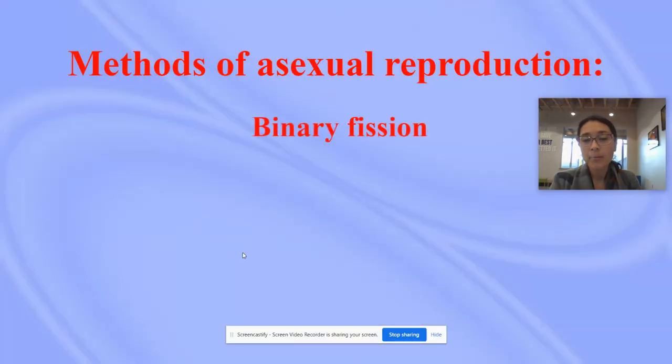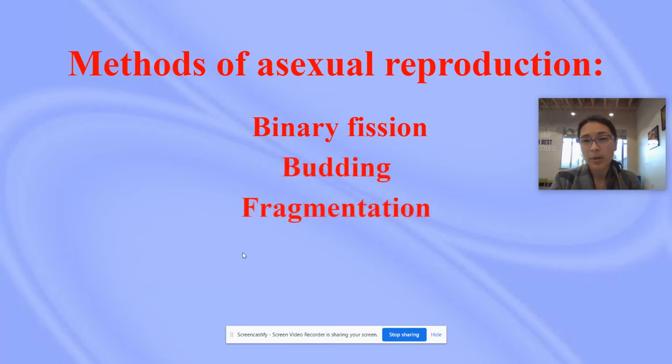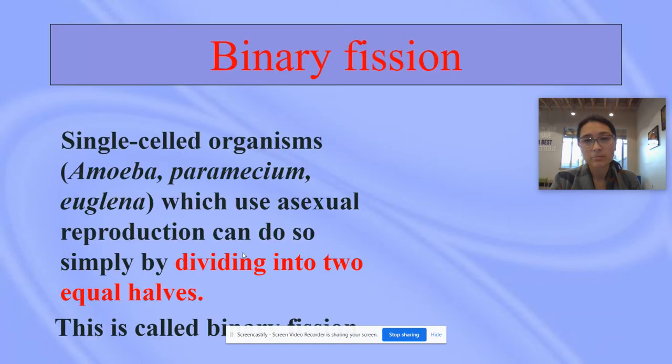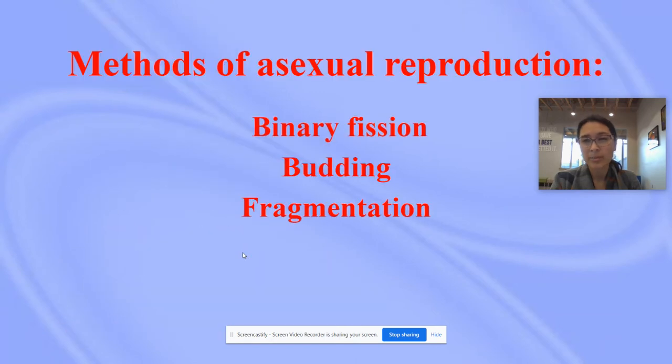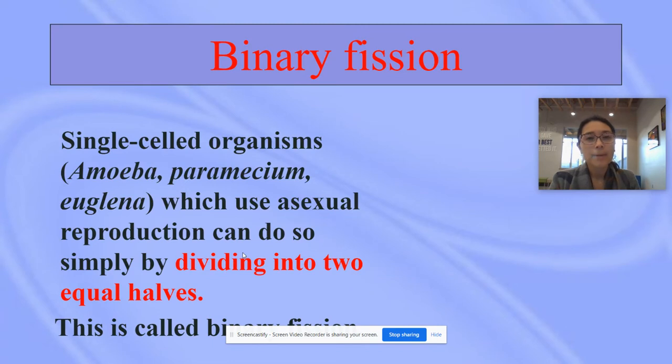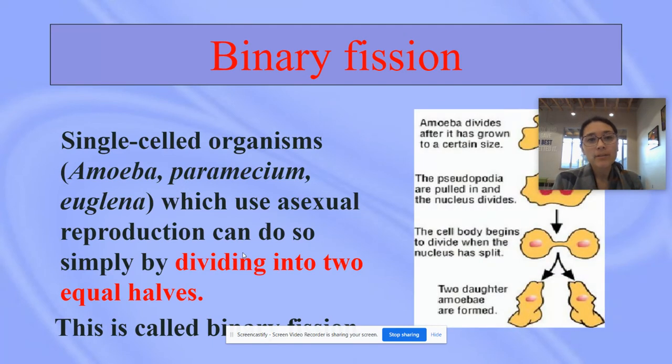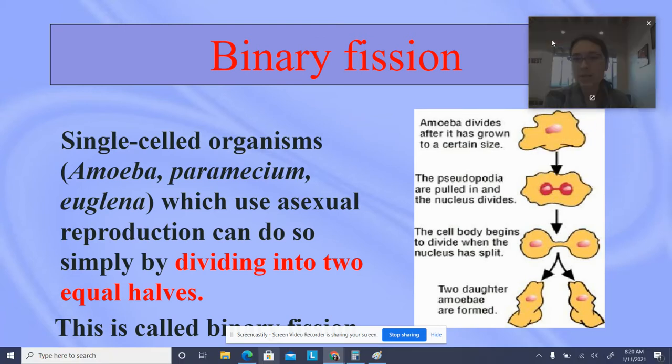So there are a few methods of asexual reproduction that organisms can do depending on the organism. There's binary fission, there's budding. We're not going to go over fragmentation. It's supposed to be regeneration, I'm sorry. Okay, so binary fission. Again, you're writing what's in red. Binary fission is dividing into two equal halves. This is more amoebas and bacteria.